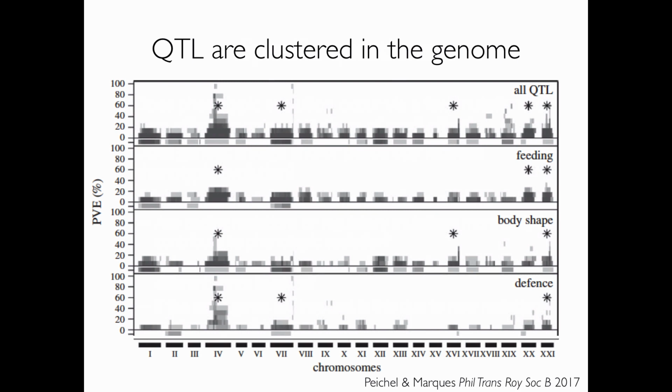The other thing I think is really interesting is that if you start breaking down into these different categories, you find that, for example, chromosomes 4 and 21 are always associated with clusters of traits, no matter what the category. But then there's this cluster on 20, which seems to be associated with feeding morphologies, this cluster on 16, which is associated with shape, and this cluster on 7 associated with defensive traits. And I'm going to come back to this question of what might be causing this clustering of QTL in the second half of my talk.